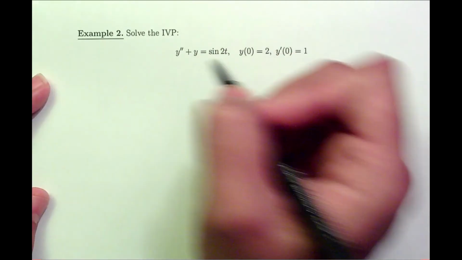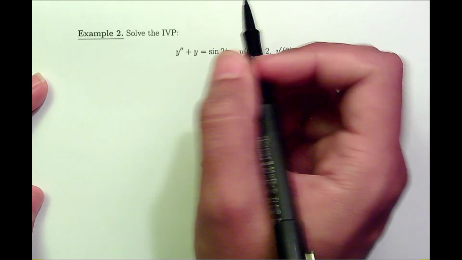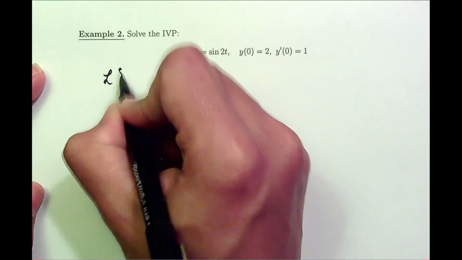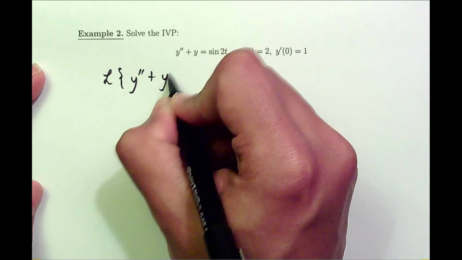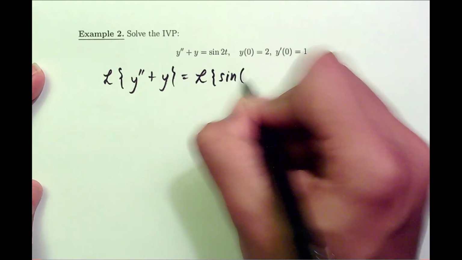Okay, so the way we start is again the same. Just take L on both sides. That's how you start it. So take L on both sides of this. So L, the Laplace transform of y double prime plus y, equals the Laplace transform of sine of 2t.